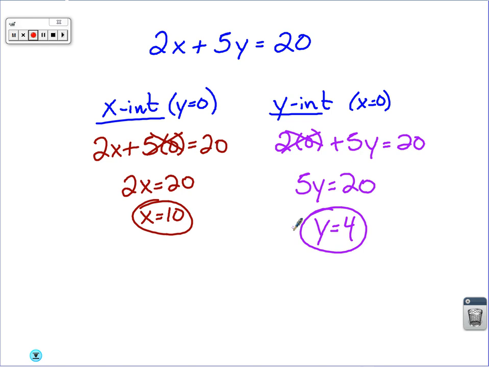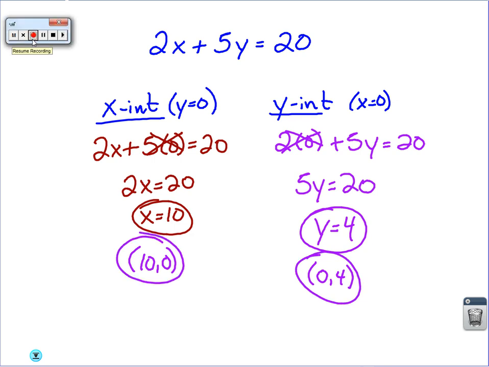So we have an x-intercept for this equation. Our linear function would have an x-intercept of 10, which means it crosses the x-axis at 10, and it would cross the y-axis at 4. Or if we wanted those as points, that would be the point 10, 0, because again, we did plug in 0 for y, and the point 0, 4.